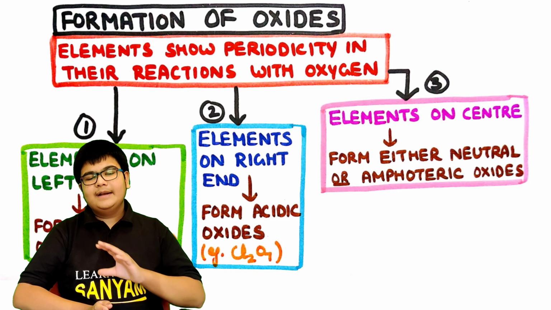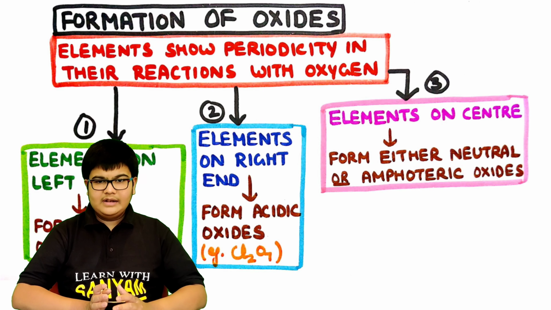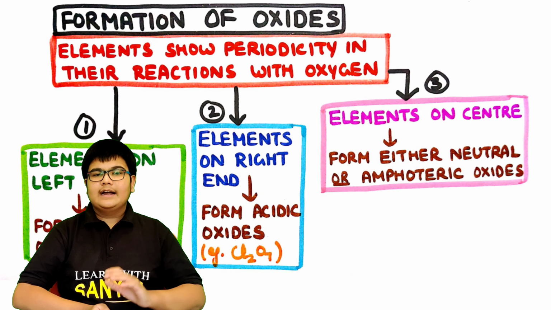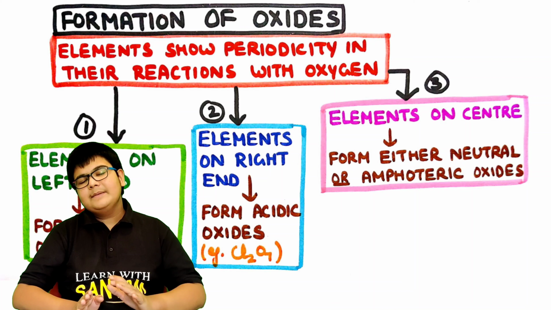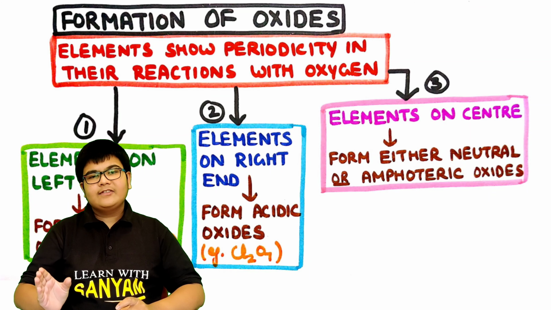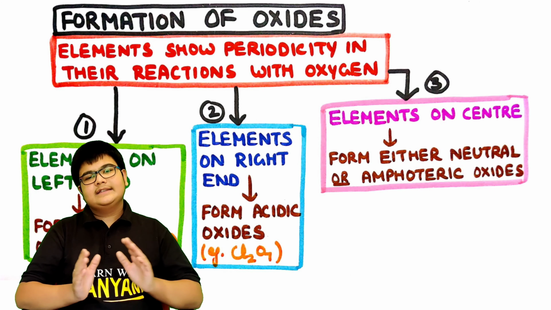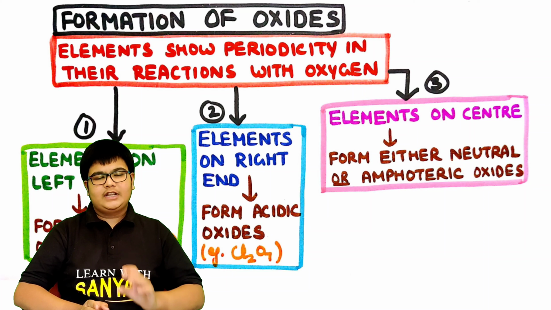Similarly, elements in the center of the periodic table form either neutral or amphoteric oxides. Amphoteric oxides are those oxides which sometimes show acidic behavior and sometimes show basic behavior. So in this way, on the extreme left they will form basic oxides, on the extreme right acidic oxides, and in the center neutral or amphoteric oxides.